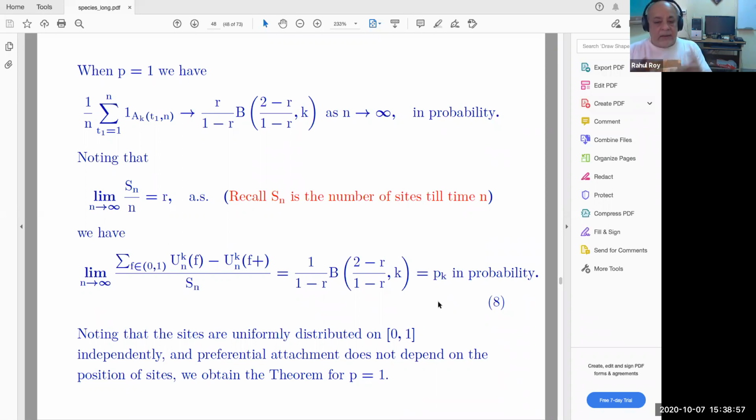Because we also have the other part, the sites are uniformly distributed on 0, 1 independently, and preferential attachment does not depend on the position of sites. So we have the uniform distribution on 0 to 1 in this case, because here there is no death, so no fitness classes. Okay.